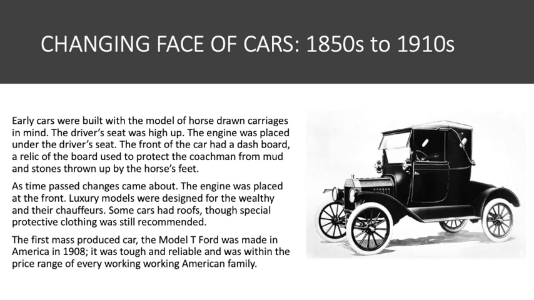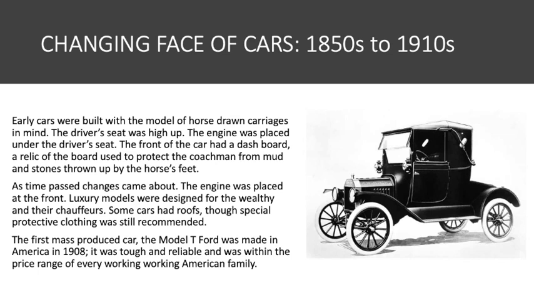Changing face of cars, 1850s to 1910s. Early cars were built with the model of horse-drawn carriages in mind. The driver's seat was high up. The engine was placed under the driver's seat. The front of the car had a dashboard, a relic of the board used to protect the coachman from mud and stones thrown up by the horse's feet.